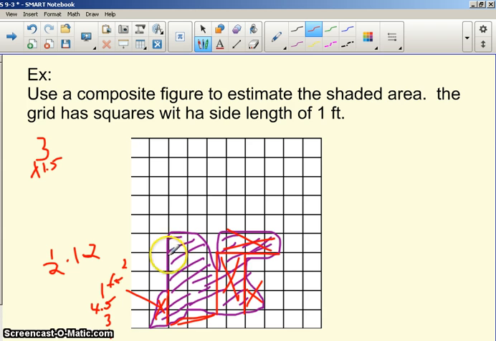So I'm going to count the first base: 1, 2, 3, 4, 5. Plus my base 2 is only going to be 1. Looks like what? 1, 2. Times my height of 1, 2.5. And then that's all divided by 2. So I got 7 times 2.5.